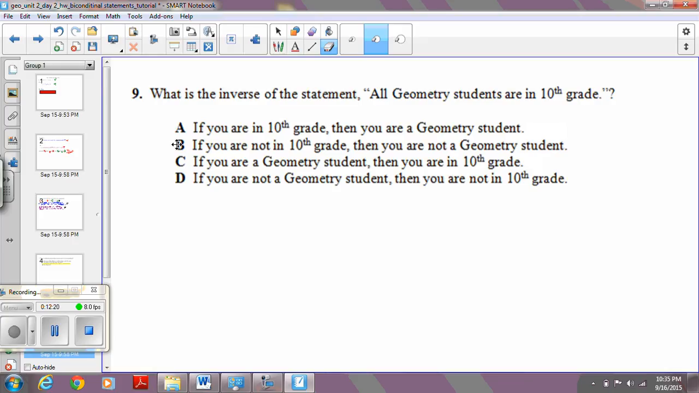Number 9. What is the inverse of the statement, all geometry students are in 10th grade? The inverse. A. If you are in 10th grade, then you are a geometry student. B. If you are not in 10th grade, then you are not a geometry student. C. If you are a geometry student, then you are in 10th grade. And D. If you are not a geometry student, then you are not in the 10th grade. So the answer to this one is D.